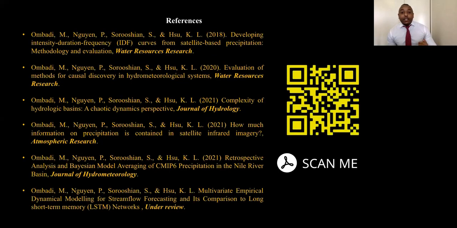And with this, this is a reference list for the papers that report the results that I shared with you today. But if you would like to obtain a comprehensive list of all the references that I used, then you can go ahead and scan this code and you will get that list.